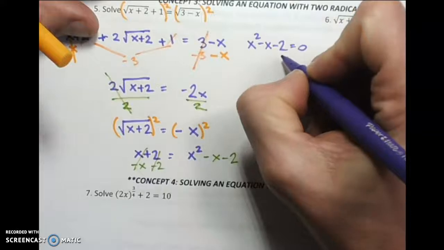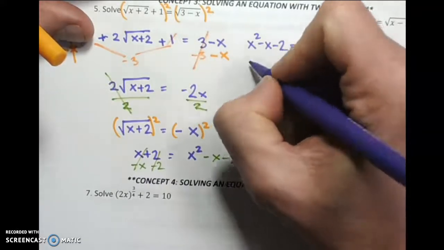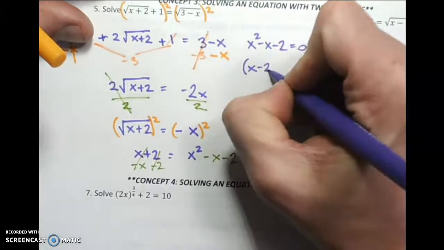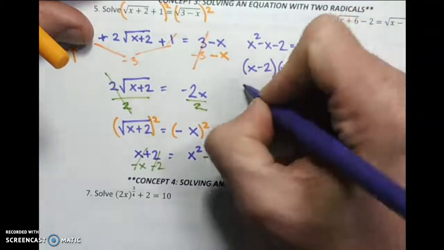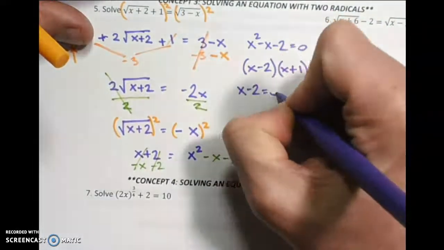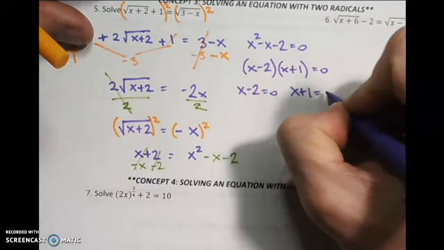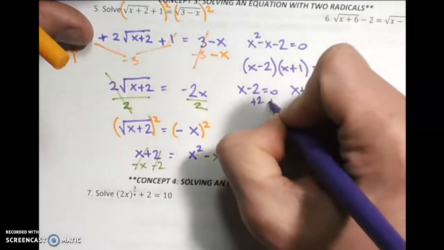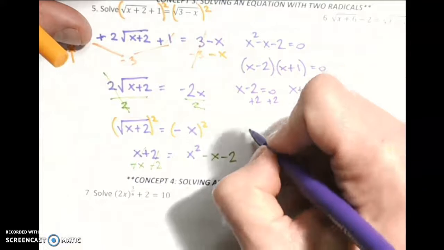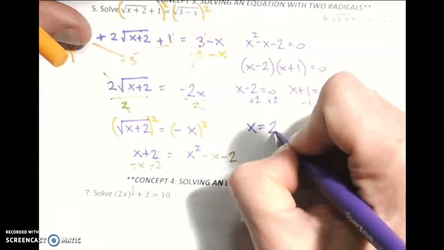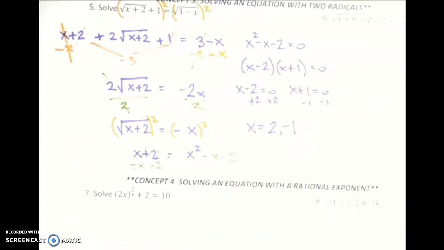Can you think of two numbers that multiply to give me negative 2 and add up to give me negative 1? Well, hopefully x minus 2 and x plus 1. Set each factor equal to 0. x minus 2 equals 0. x plus 1 equals 0. Solve by adding 2 on this side, subtracting 1 on that side. And now I get x equals 2 and negative 1.